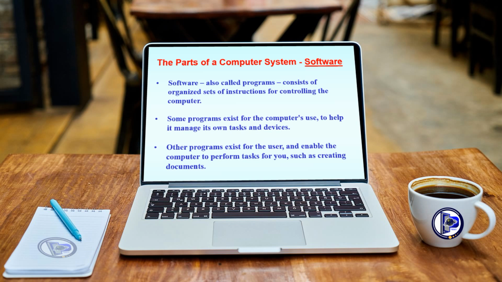Software, also called programs, consists of organized sets of instructions for controlling the computer. Some programs exist for the computer's use, to help it manage its own tasks and devices. Other programs exist for the user, and enable the computer to perform tasks for you, such as creating documents.